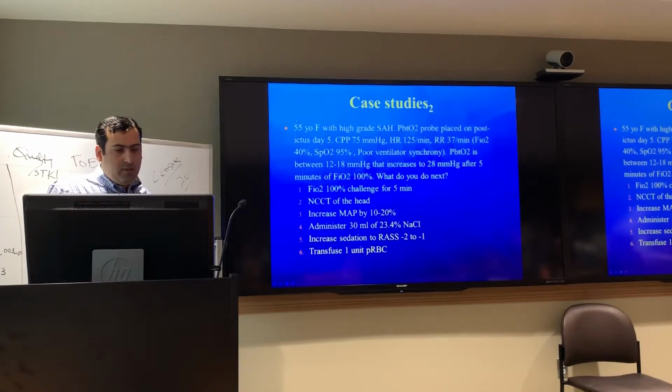Okay. You place the probe, FiO2 challenge works. Your CPP is 75. Heart rate is 125. Respiratory rate of 37. FiO2 40%. O2 sat 95. There is poor ventilator synchrony for the patient. PbO2 is now between 12 and 18, but it goes up to 28 if you do 5 minutes of 100% oxygen. What do you do next? Yeah, because here you don't need the CT. You already did one. I think it's too early to do this. This wouldn't do anything because your ICP is good. So you just increase the sedation. And you want to just cause synchrony, not too much.